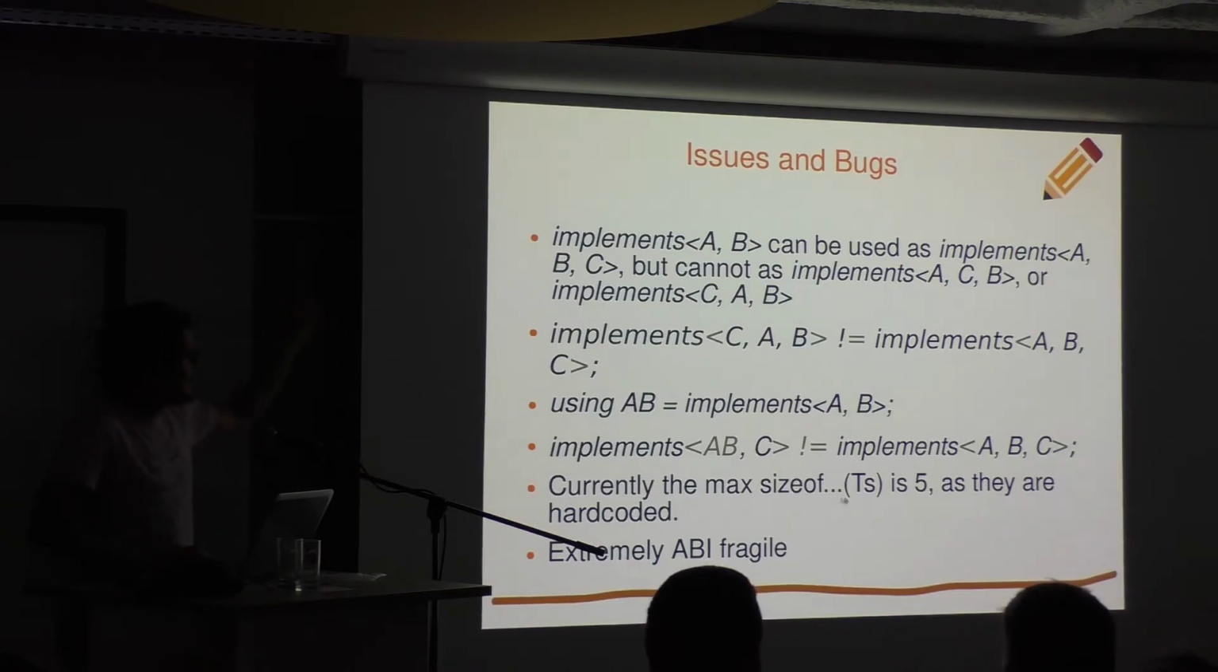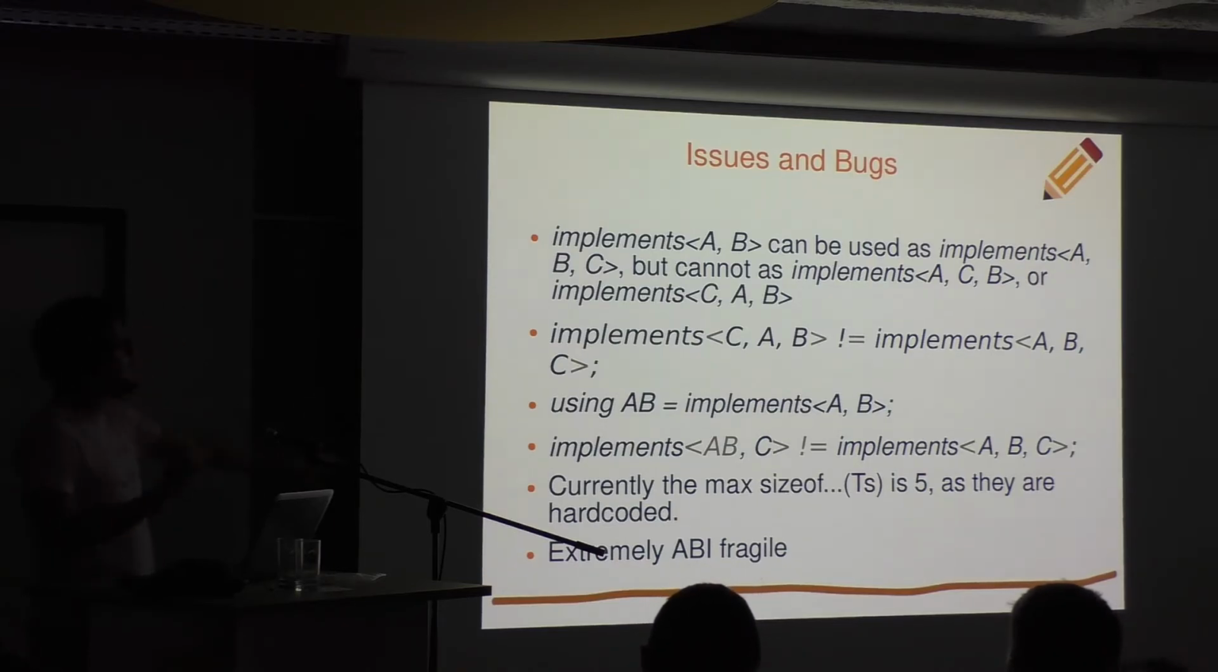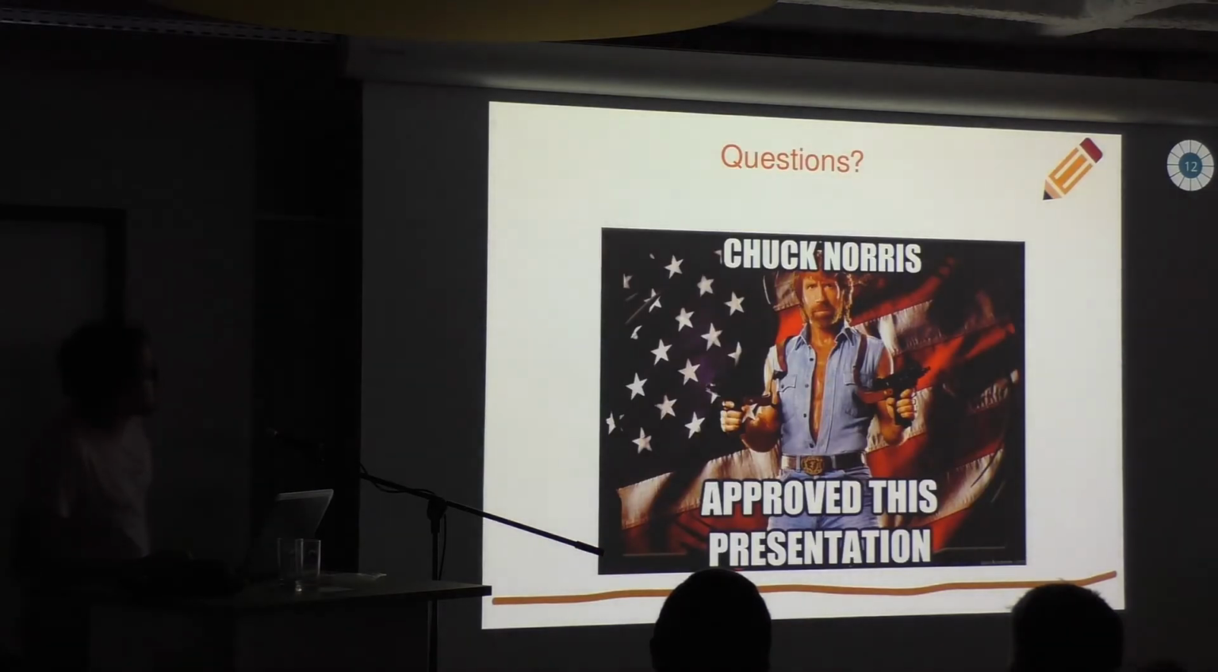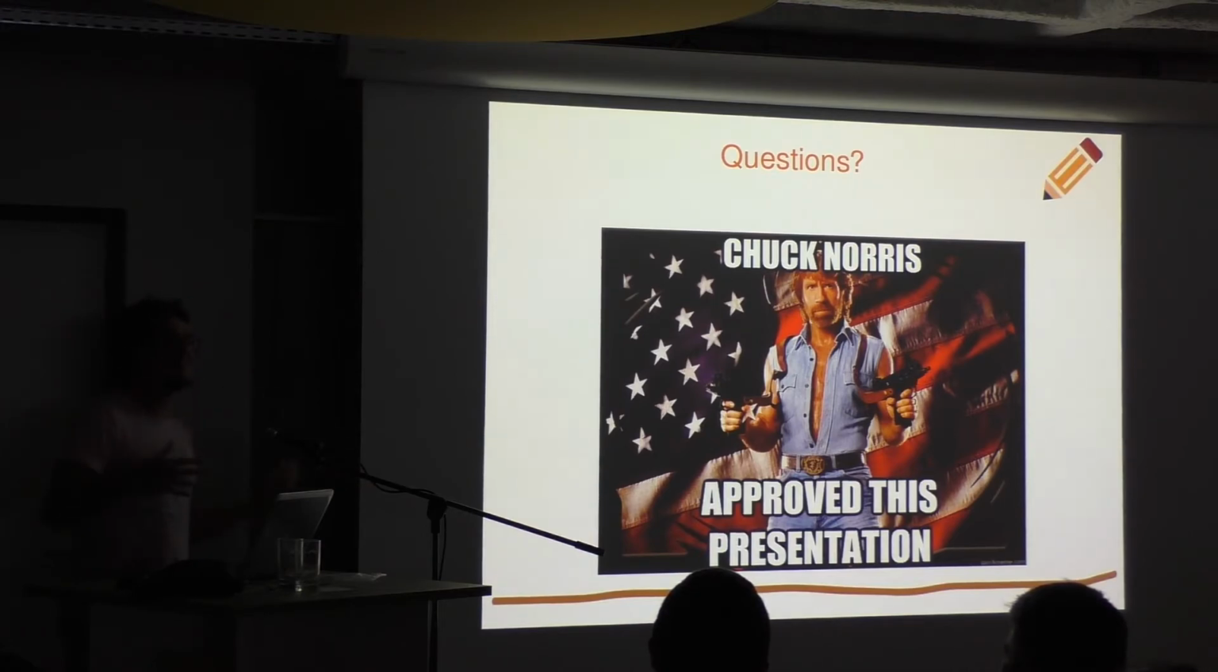And currently, the max size of the type list is 5 because it's implemented manually. I don't know how to do this using variadic templates, but it's just the idea. And don't use this. It's extremely fragile, just an experiment. And the source code is available here. And if you have any questions, as I said, it's just an idea, because I think interfaces are really useful in other languages, you can combine them and do everything, but in C++ I really miss this feature, and it's not possible to have it. So yeah, thank you.